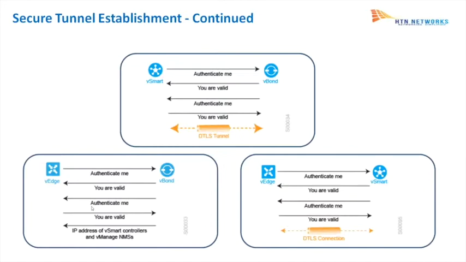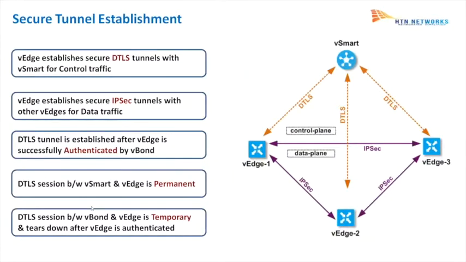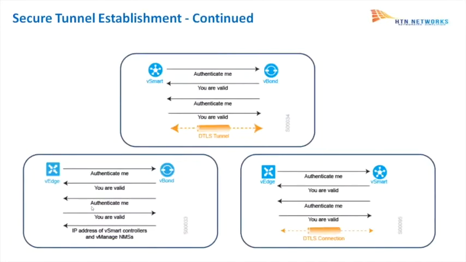No, so the DTLS connection is needed initially during the authentication process. Once the authentication process is done, there is no need for it. That's why it is not showing the DTLS connection. As I mentioned in the previous slide, this is a temporary connection, right? So it builds the DTLS session initially, and then it tears it down. So that's why they are not showing a permanent connection. They are showing only permanent connections here.